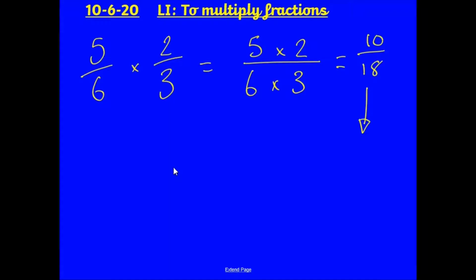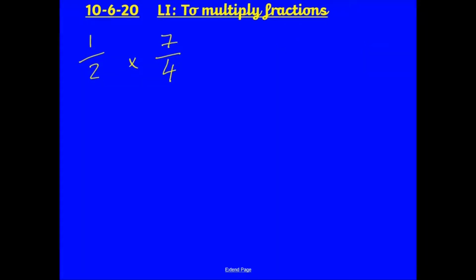Can I simplify that? Of course I can. They are both divisible by 2. So my simplified answer is 5/9. So multiplying fractions, multiply your numerators, multiply your denominators, and then simplify your answer if you need to. Okay, so 1/2 times 7/4. So what am I going to have to do? Have a little think. Of course, I multiply my numerators and I multiply my denominators.